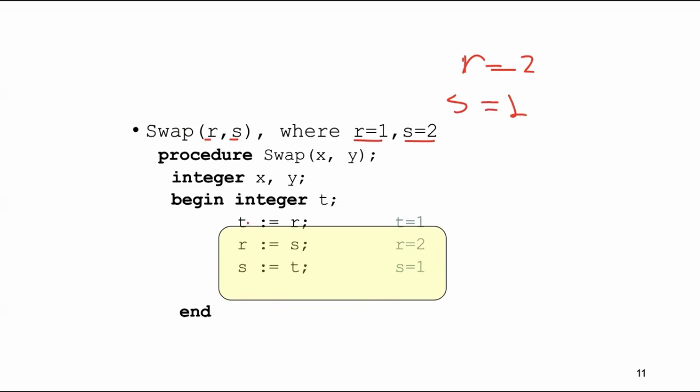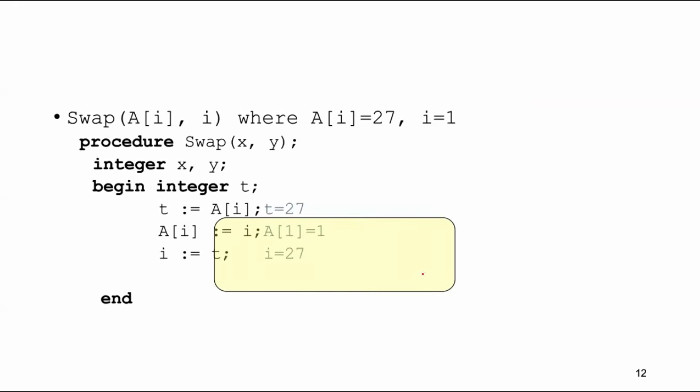Okay, so we're going to create T. So T is equal to R, so T is going to be equal to 1. R is going to be equal to S, so R is going to be equal to 2. And then S is going to be equal to T, so S is going to be equal to 1. Very good. How about something different?